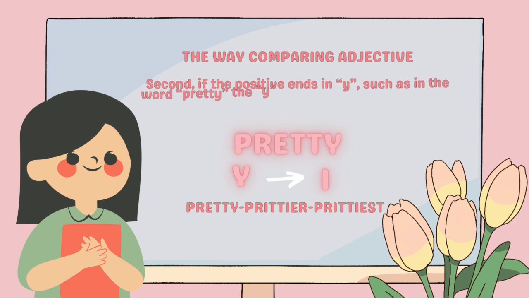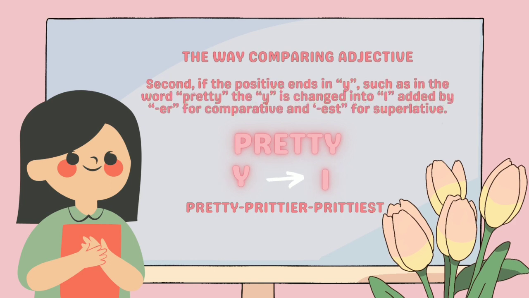Second, if the positive ends in Y, such as in the word pretty, the Y is changed into I, added with er for comparative and est for superlative. Pretty, prettier, prettiest.